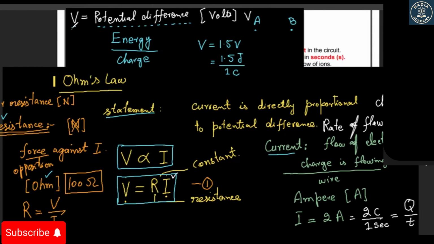And then the potential difference is energy over charge. Potential difference is equal to energy over charge. So you can also write potential difference V is equal to energy E over charge Q. Okay. Now I'm going to draw the circuit.